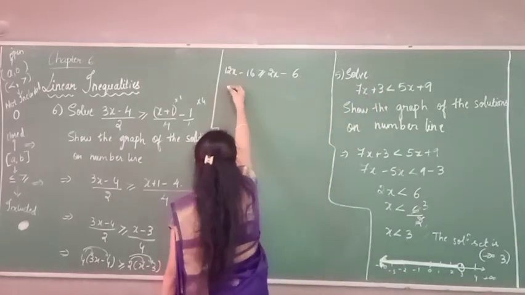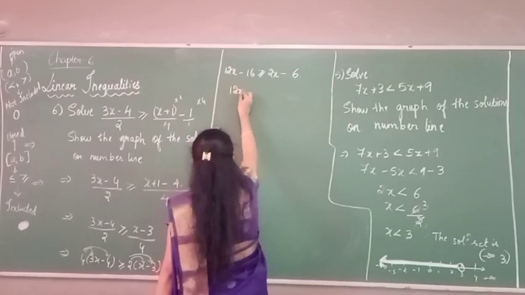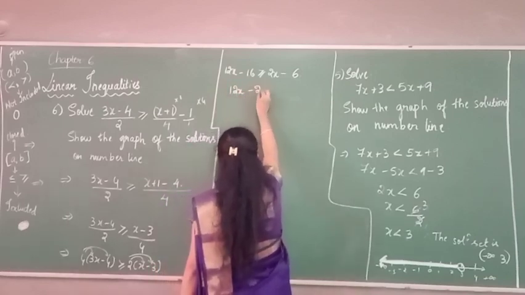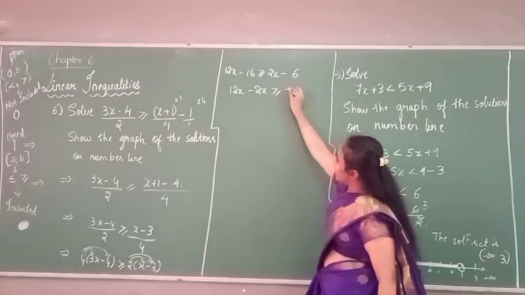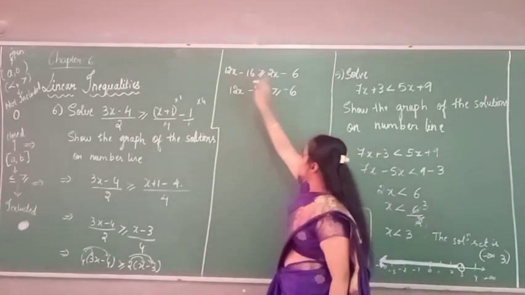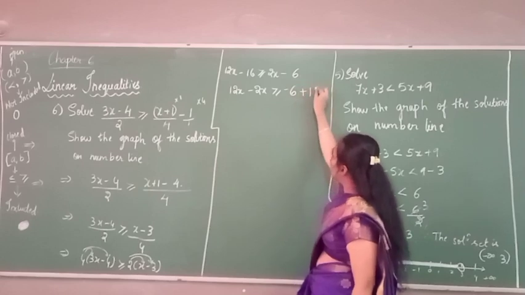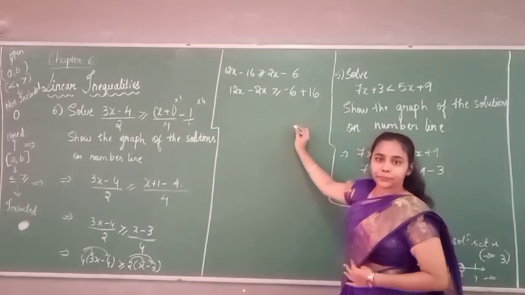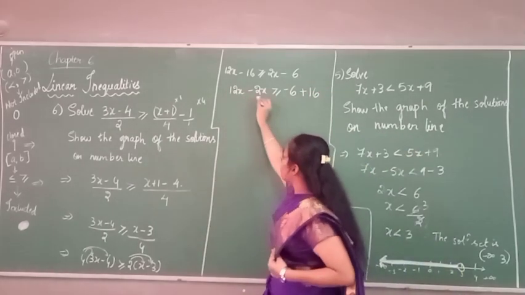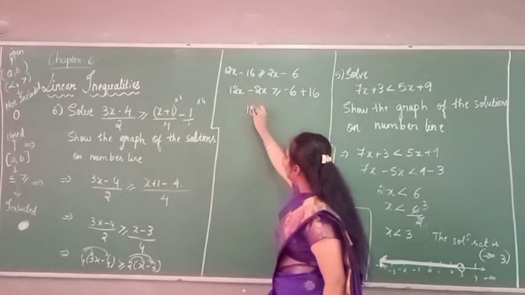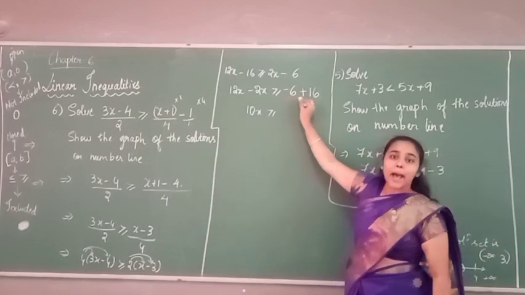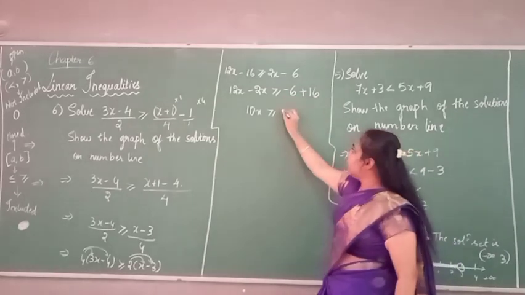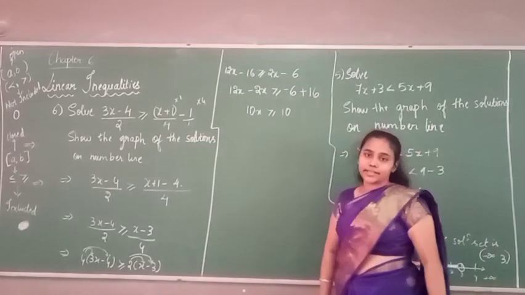The numericals are different, so take variables one side. 12x minus 2x is greater than or equal to minus 6 minus 16. If I take this side, it will become plus 16. Okay. So here 12x minus 2x is nothing but 10x is greater than or equal to minus 6 plus 16. It is nothing but plus 10.